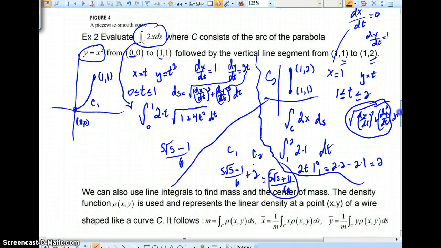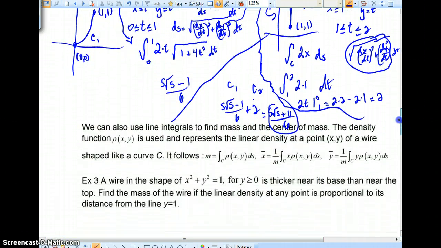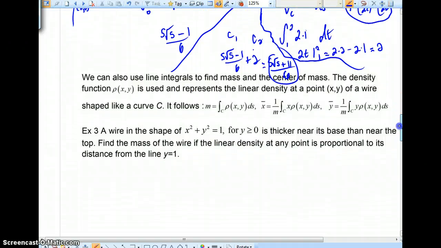Okay, well, what else can we do? Well, we can have applications of last chapter as well. We could find mass if we have a density function, which we have with rho here. We could even find the center of mass if that's ever applicable with x bar and y bar, very similar to what we did before. But let's take a look at example 3.